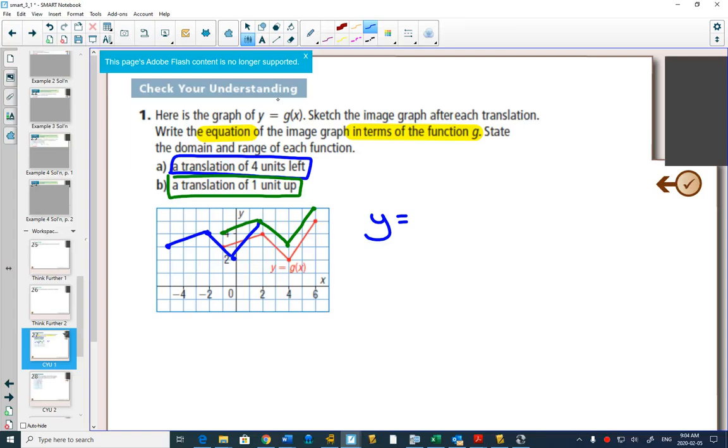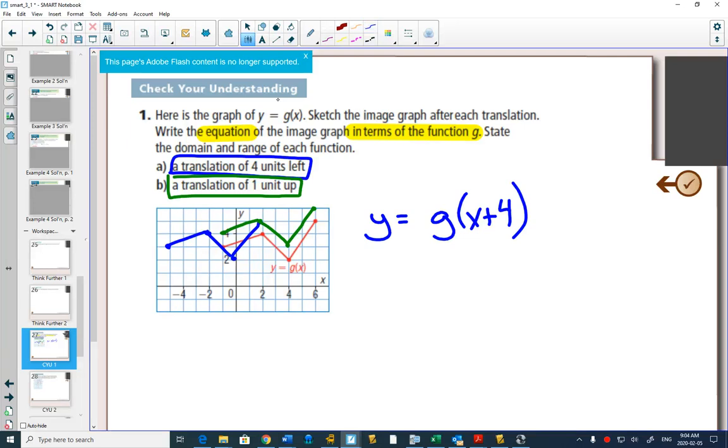So in this case, a translation of 4 units to the left or right happens inside of a function. We've moved the function g of x 4 to the left. How do we show that in function notation? We would have g of x plus 4. So now the right-hand side is in terms of g because it has the function g. We've shown in function notation that 4 units to the left would be a plus 4 inside the function.